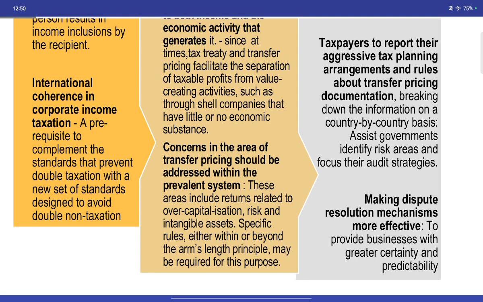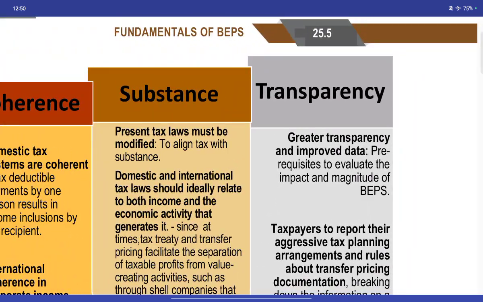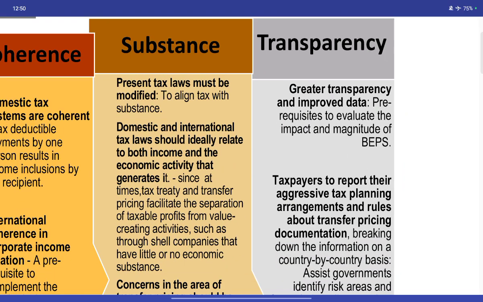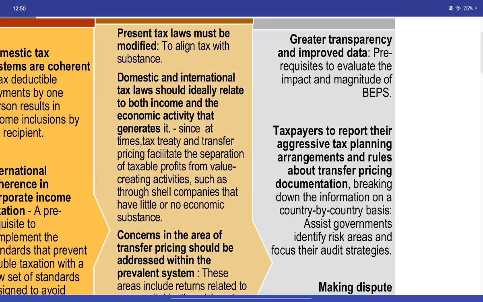Concentration of transfer pricing should be addressed with the relevant system. These areas include returns relevant to overcapitalization, risk and intangible assets. Specific rules either within or beyond the arm's length principle may be required. Greater transparency and improved data are the prerequisite to evaluate the magnitude of base erosion and profit shifting.